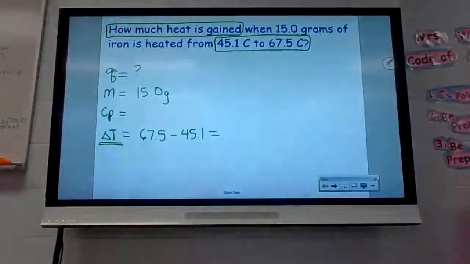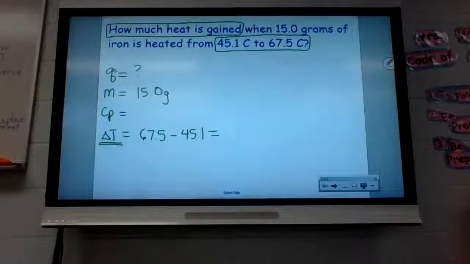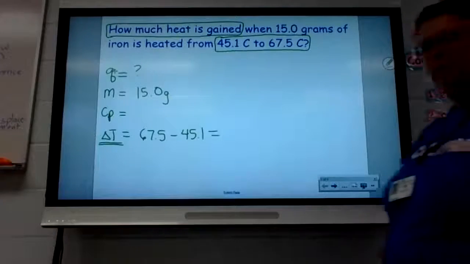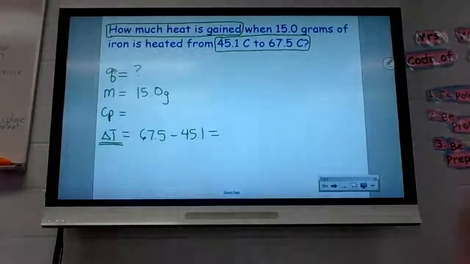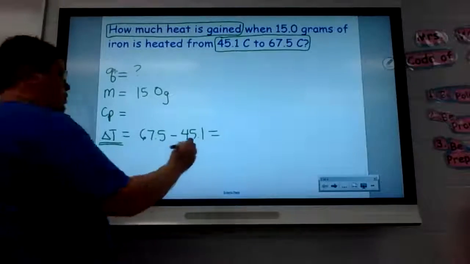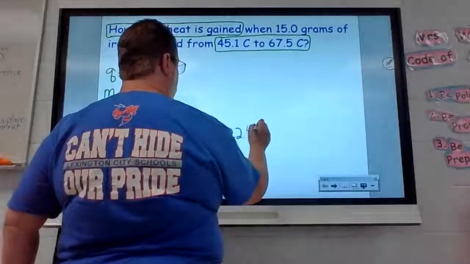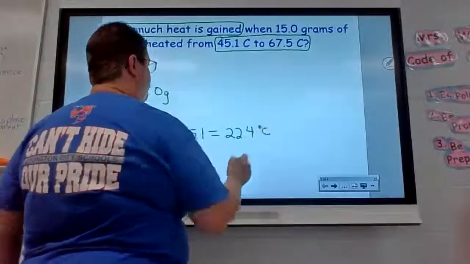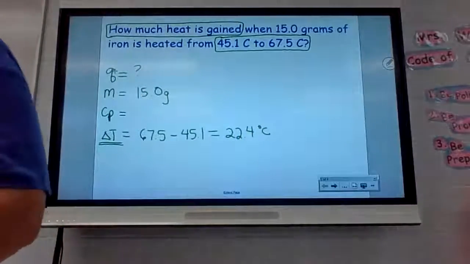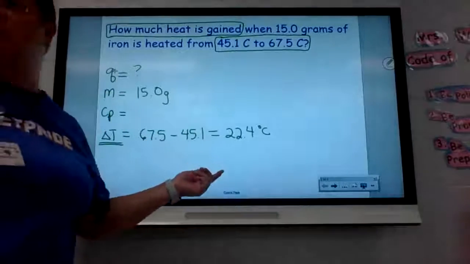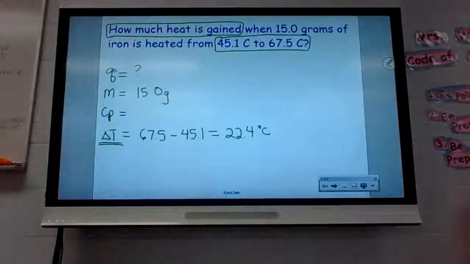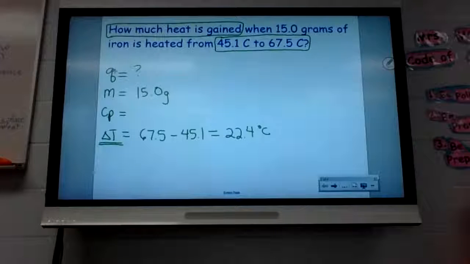Now, you might have a word problem that just says the temperature increased by something. What'd y'all get? 22.4? All right, it's 22.4 degrees Celsius. All right, so we don't have any other numbers. CP stands for specific heat. So what are we going to do to get specific heat? Did you get it? Very good.